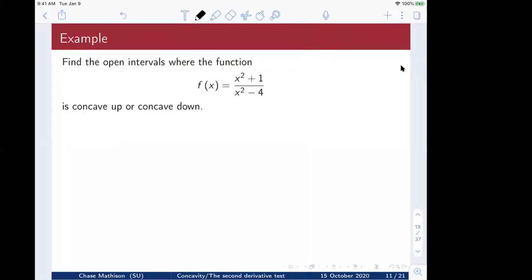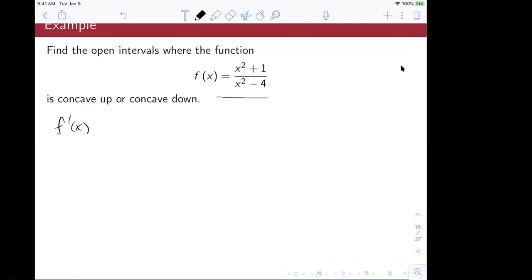Cool. All right, another example. Find the open intervals where the function f of x is equal to x squared plus 1 over x squared minus 4 is concave up or concave down. All right, what do I do here? Find the derivative. Find the first derivative. Very good. So how do I take the derivative of this function, x squared plus 1 divided by x squared minus 4? Quotient rule.